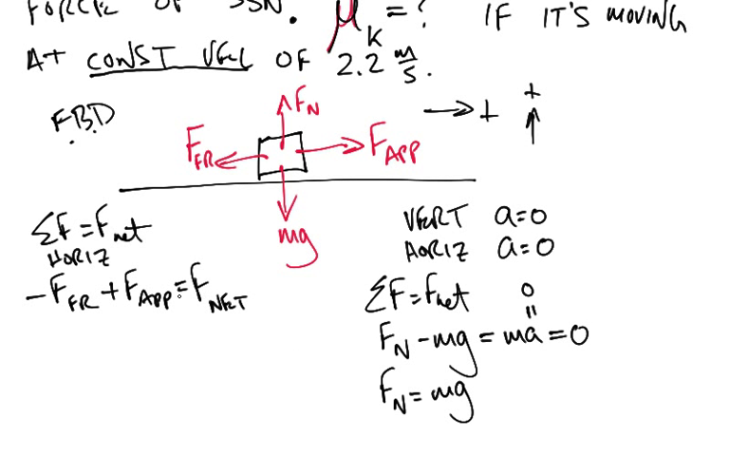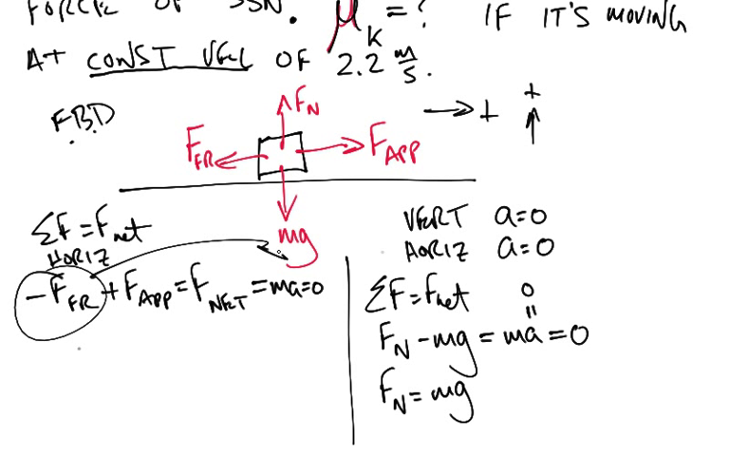We can actually do the same thing here, because this equation also equals ma, which equals 0. Let's draw a line here. Since a is also 0 horizontally, see, the horizontal one's over here, then we can take this term to the other side of the equation, and it becomes F applied equals force of friction.